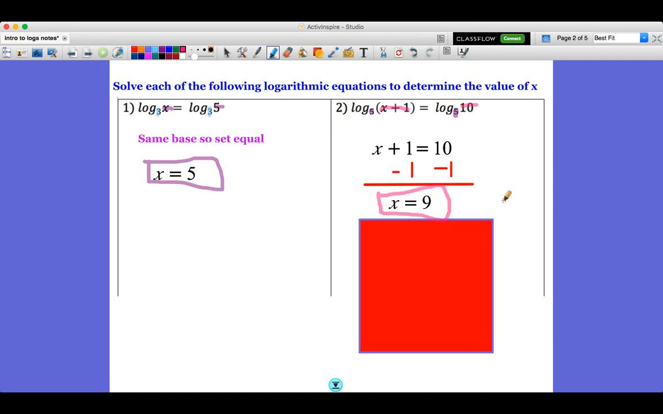So if they have the same base, we set them equal, make our equation and then just solve it out like we did last week. The only difference from last week is that we're looking at logarithmic equations this week instead of exponential equations.